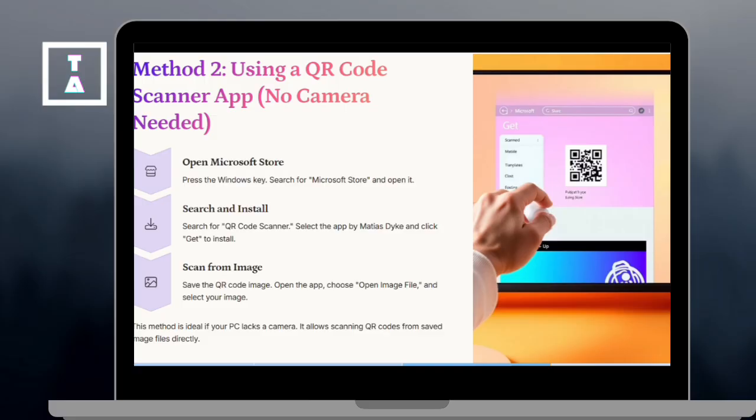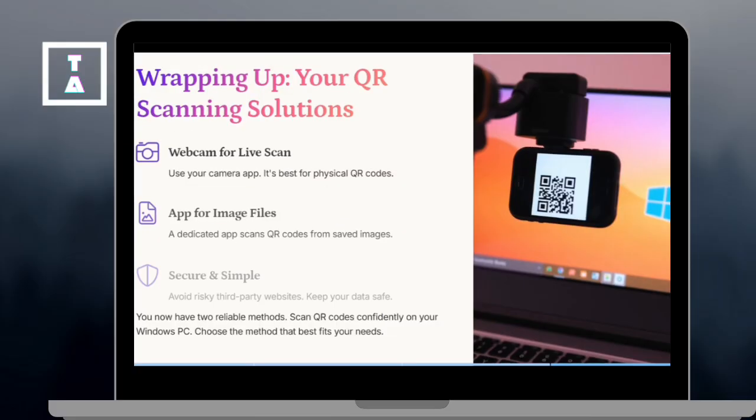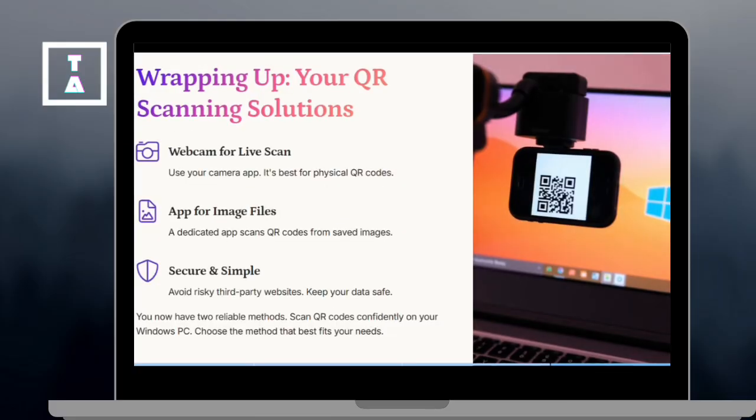Then save the QR code image to your computer, open the installed app and choose Open Image File. Then select your QR code image and the app will instantly read and display the code content. And that's it. You can use the camera if available, or the QR code app if you're working with image files. No third-party website or browser extension needed.